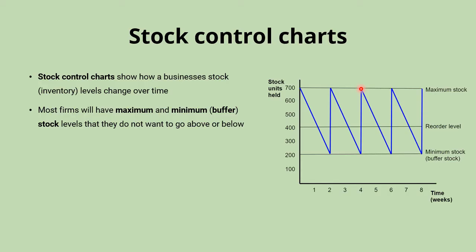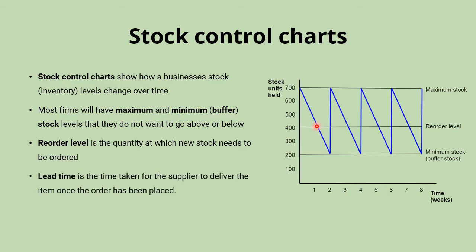So I've labelled them on here. The maximum stock level shows the level of stock which the business ideally would not want to go above. And the minimum stock level shows the stock level which ideally the business would not want to go below, and we call that the buffer stock level. We'll come back to the reasons why a business might not want to have too many or too few stocks in just a moment. The reorder level is the quantity at which the new stocks need to be ordered.